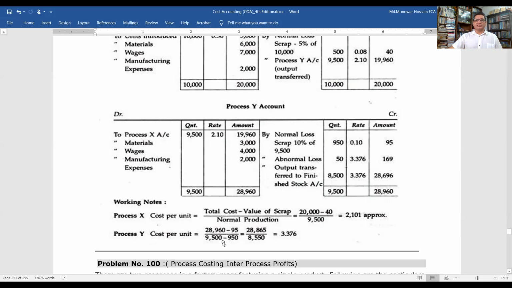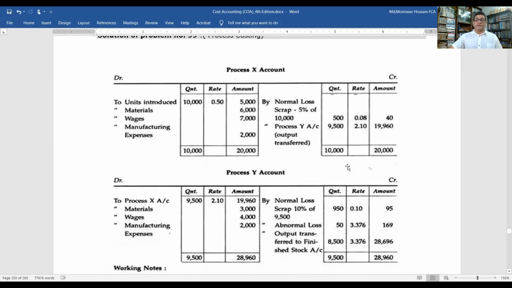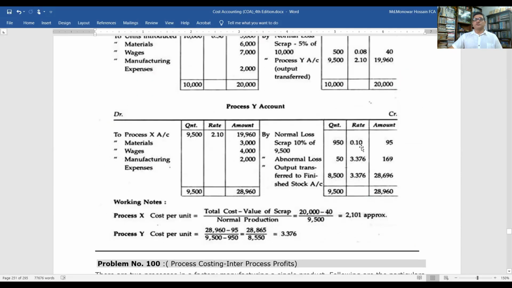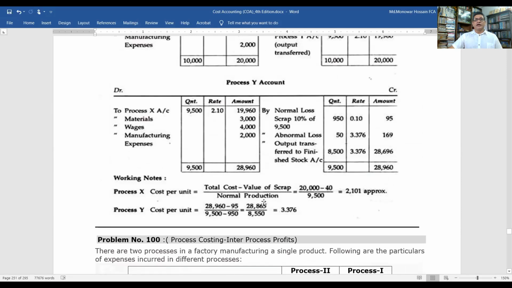28,960 is the total cost minus 95. How do we get the 95? This 95 is taka 10 per 100 units, the scrap value of process Y product. So it's 0.10 taka; 950 units multiplied by 0.10 taka, we get 95 taka. So with this 95 taka, and also abnormal loss and finished goods, we calculated the cost per unit here.